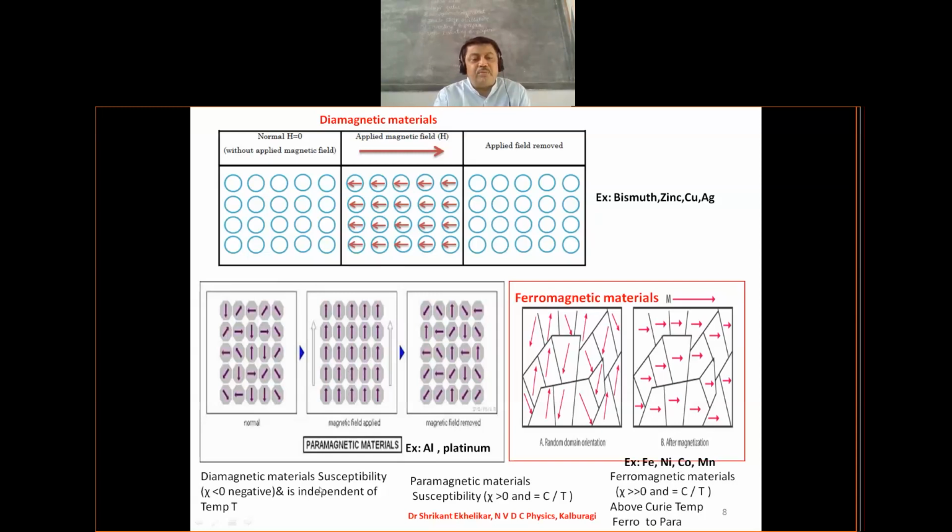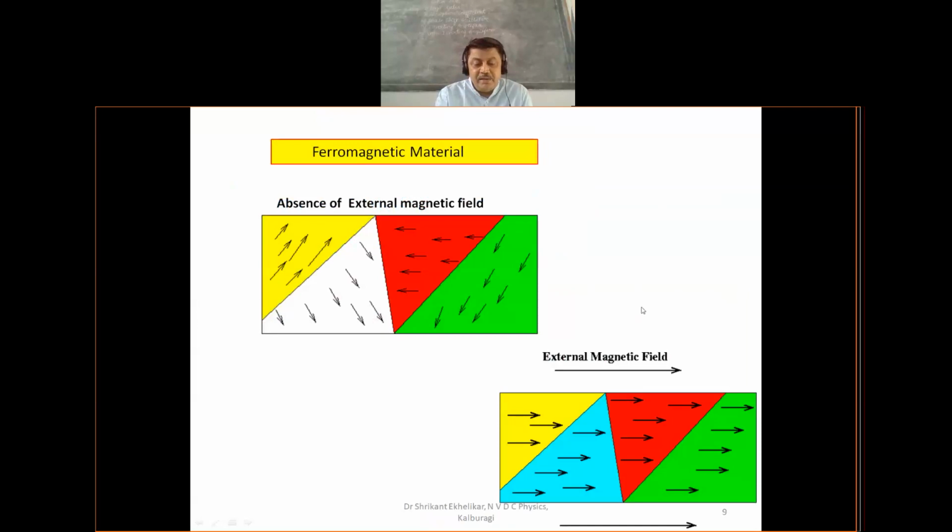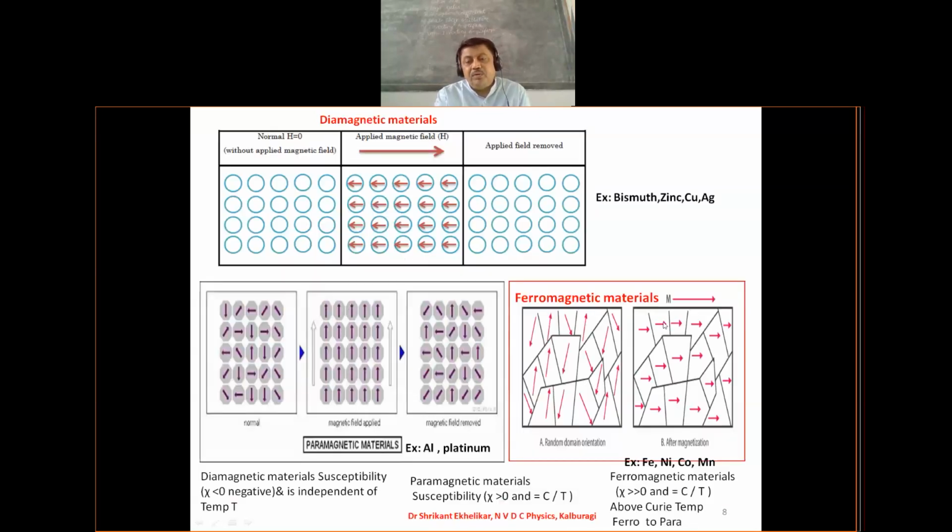There is one more important property which we are going to study, that is susceptibility, which is represented by chi. For diamagnetic materials, it is negative and much less than zero, and susceptibility is independent of temperature. For paramagnetic materials, susceptibility is positive and it varies inversely as temperature. For ferromagnetic materials, susceptibility is very large, much greater than zero, and inversely related to temperature.